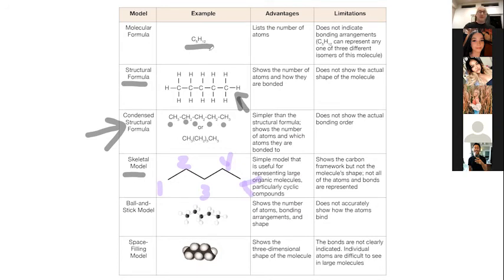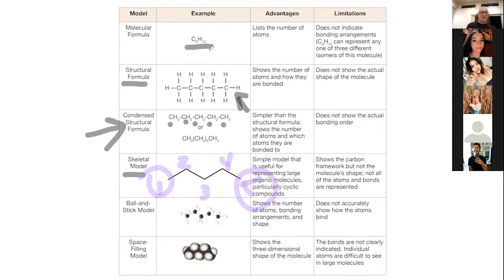So the carbons on the ends, carbon 1 and carbon 5, are only attached to 1 other carbon, so there's room for 3 hydrogens. Carbon 2, 3, and 4 are connected to 2 carbons, so they only have room for 2 hydrogens. So it's going to be CH3 on the ends and CH2 in the middle.